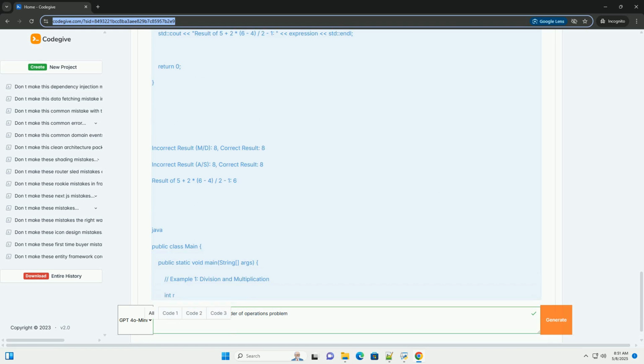3. Multiplication and division, M/D. Multiplication and division are performed from left to right. This is a crucial point often overlooked. They have equal precedence. If both exist in an expression, the one that appears first from the left is calculated first. Example: 10 / 2 * 3. First, 10 / 2 equals 5 is calculated, then 5 * 3 equals 15. Another example: 10 * 2 / 3. First, 10 * 2 equals 20 is calculated, then 20 / 3 equals 6.666, depending on the programming language and data types.